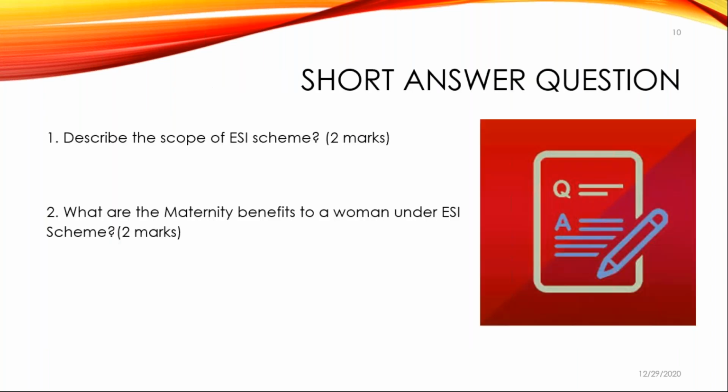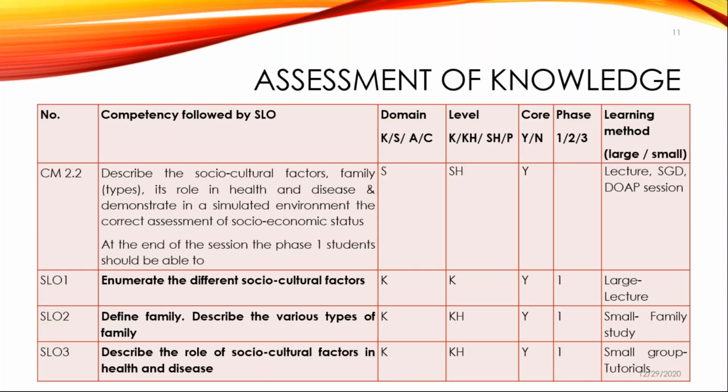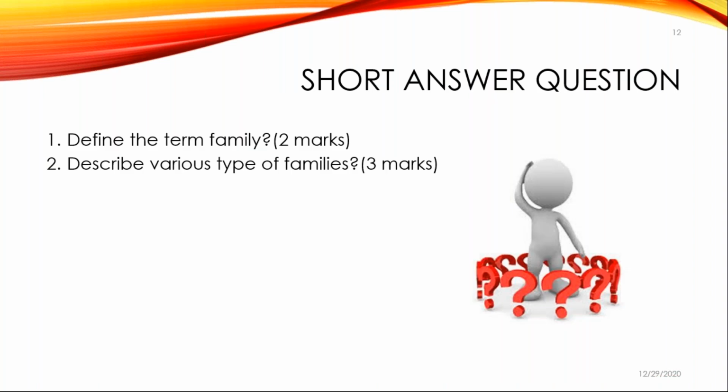The questions are, first, describe the scope of the ESI scheme and what are the maternity benefits to a woman under the ESI scheme. The next short answer has been prepared on competency 2.2, which states: describe the sociocultural factors, family, its role in health and disease, and demonstrate in a simulated environment the correct assessment of socioeconomic status. The questions are, define the term family and describe various types of families.